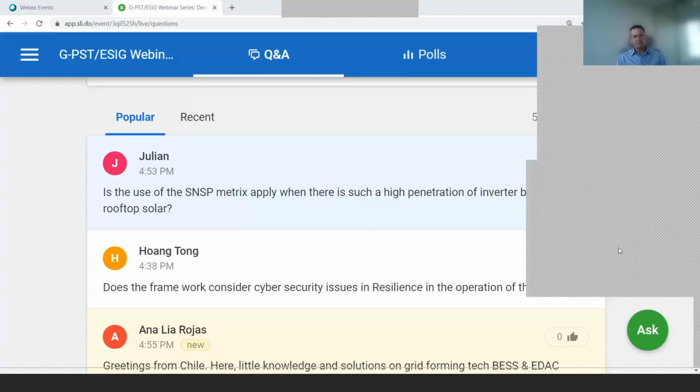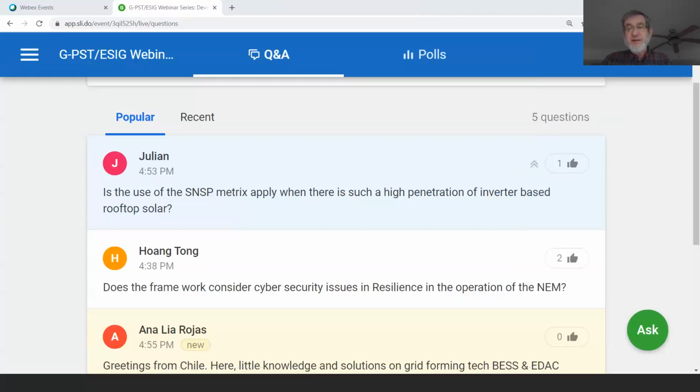Okay, let's take this one on cyber. Does the framework consider cybersecurity issues and resilience in the operation of the NEM?